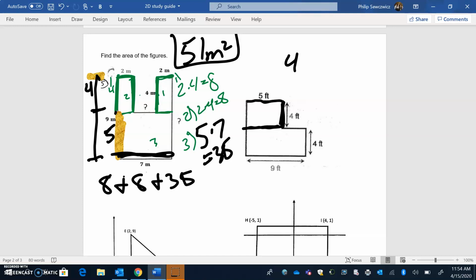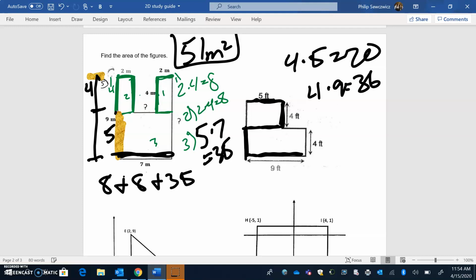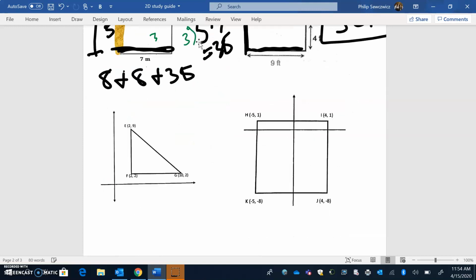How wide is it? Yeah, it's 5. 4 times 5, hello, 20. All right. Now, if we're looking at the height for this rectangle, just go to the other side. My goodness, there's the 4. We're looking for how wide it is. There it is. There's the 9. 4 times 9, 36. So when we add that 20 and that 36 together, we get 56 feet squared. And we are done. There's your second one, sir.